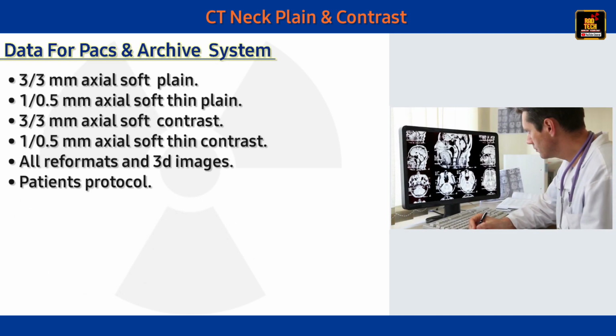Data for PACS and archive system: 3 by 3 mm axial soft plain, 1 by 0.5 mm axial soft thin plain, 3 by 3 mm axial soft contrast, 1 by 0.5 mm axial soft thin contrast, all reformats and 3D images. Patient's protocol.